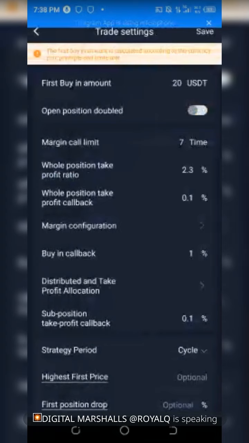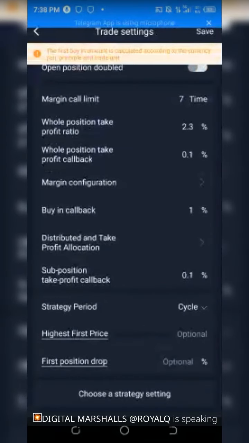Then we now go to distributed take profit allocation. You tap on it. So when you tap on it, I've already set it. Distributed take profits start from the 5th call, the 6th call, the 7th call, all the way to the 100th call. So if you are setting all the way to the 100th call, that means you have a lot of money, which can cater for $20 all the way to 100 calls.